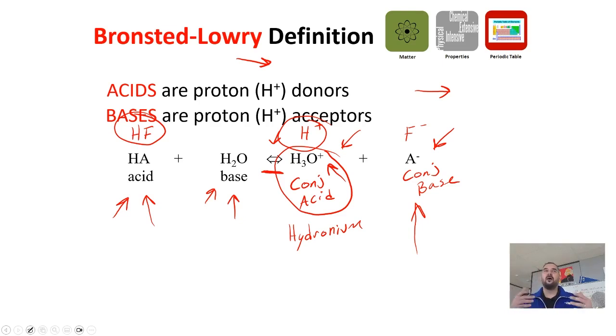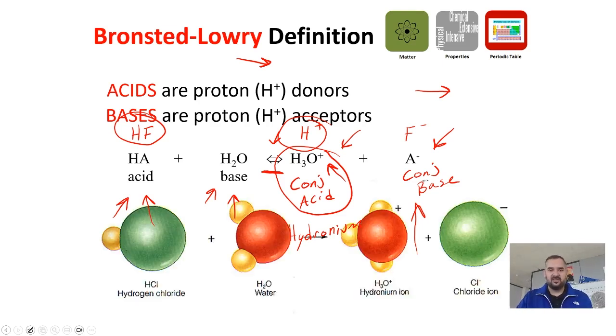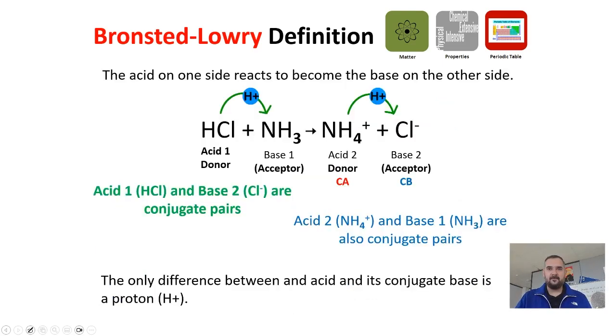But it's a reaction that goes both ways. So it goes backwards and forwards, and you're going to have both acid and conjugate acid, base and conjugate base in the solution all at the same time. Here's an illustration of it. All right, let's keep going. So the acid on one side reacts to become the base on the other side.